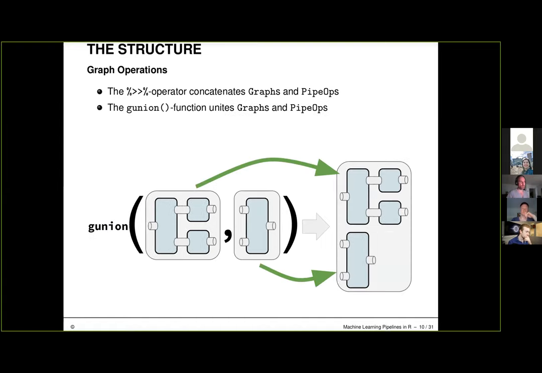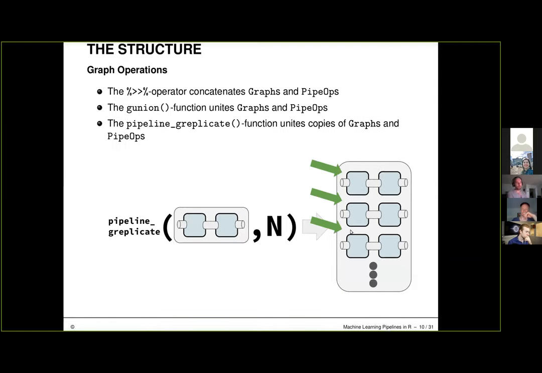And then there's the G union operator. The G union operator is even simpler. It takes two partial graphs and creates a new graph out of them by not connecting anything. And then there's a little helper function that's quite useful, for example, in ensembling. That's called the pipeline or G replicate function. It creates copies of graphs or partial graphs, and then simply merges them together, calls the union operator on them. So you have like 10 different copies of the same element in your graph, which is pretty helpful, as you will later see in examples.